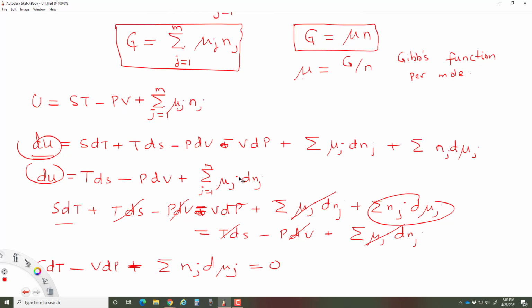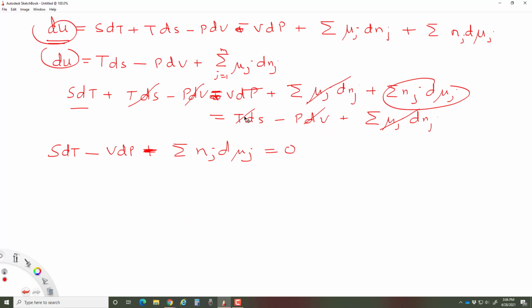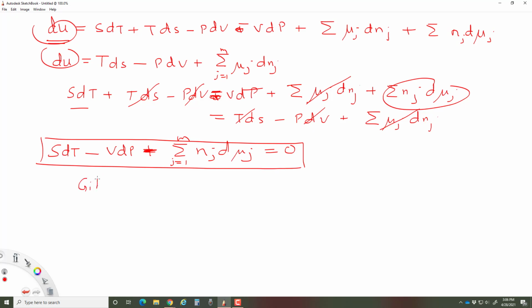This is a very important relation, called the Gibbs-Duhem equation. Here j goes from 1 to m, so this is called the Gibbs-Duhem equation.